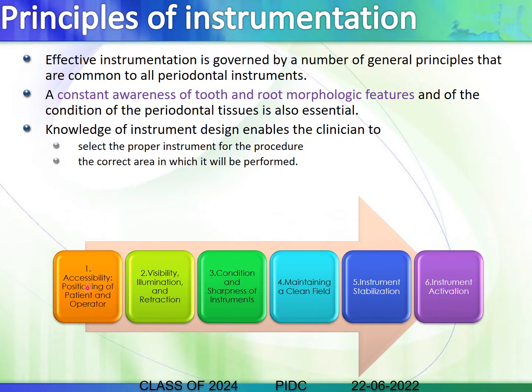First, accessibility, wherein we position the patient, and the operator positions himself according to the patient. After that, the operator adjusts the visibility, illumination, and retraction, and goes on with the examination of the patient. Then, before starting the treatment, he checks the condition and sharpness of the instruments, and sees that there is a clean field before he starts the work. Once he takes the instruments, he tries to stabilize the instrument and then activates it to remove the calculus or the plaque. So this is always in a sequence, and try to maintain the sequence.